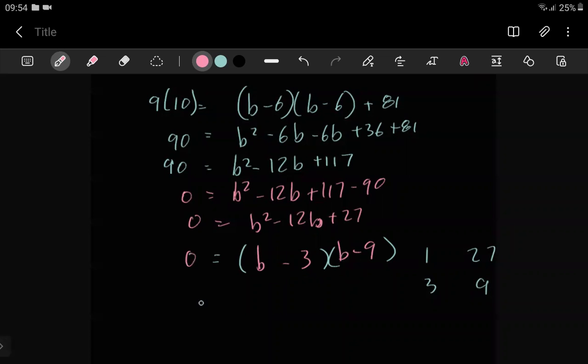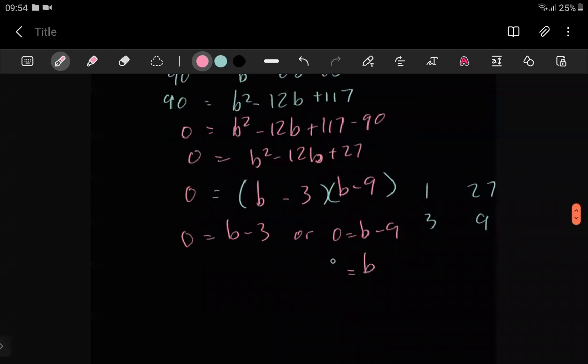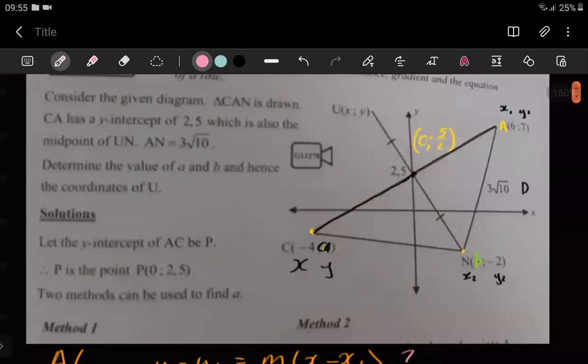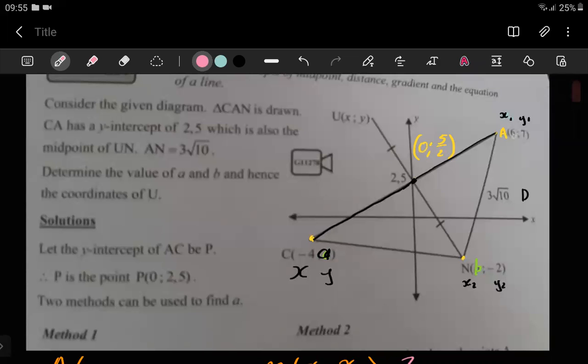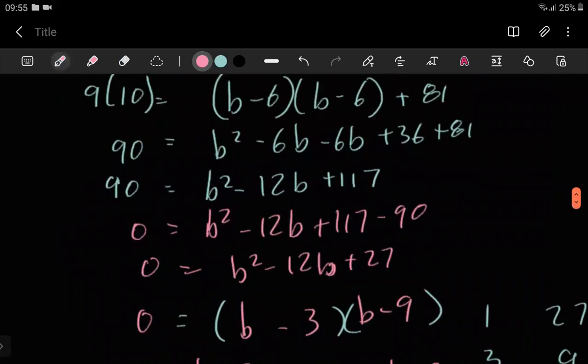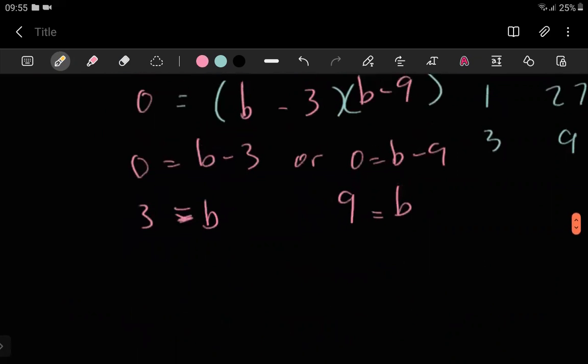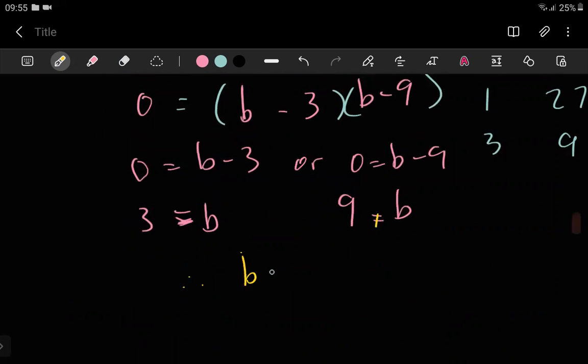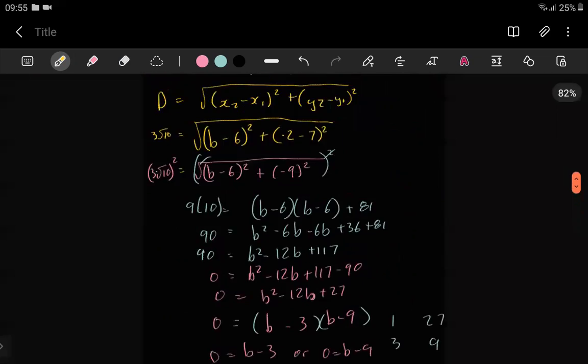Then the first bracket is equal to 0, or the second bracket is equal to 0, which is telling us b is equal to 9, or b is equal to 3. We have to pick which one is accurate, so we can compare it to A. Because the x value here is 6, b has to be below 6, so b has to be 3. And that is the way we get it.